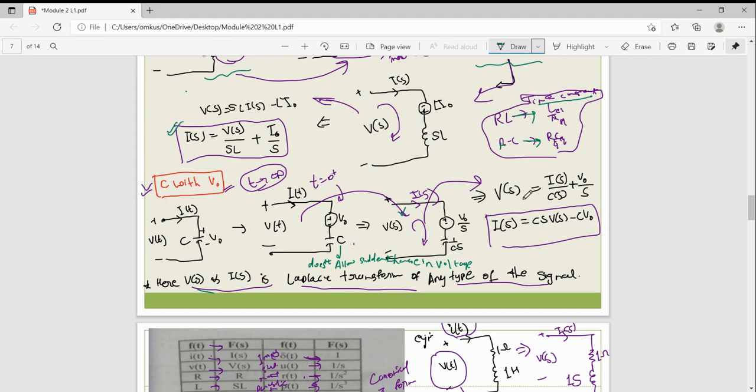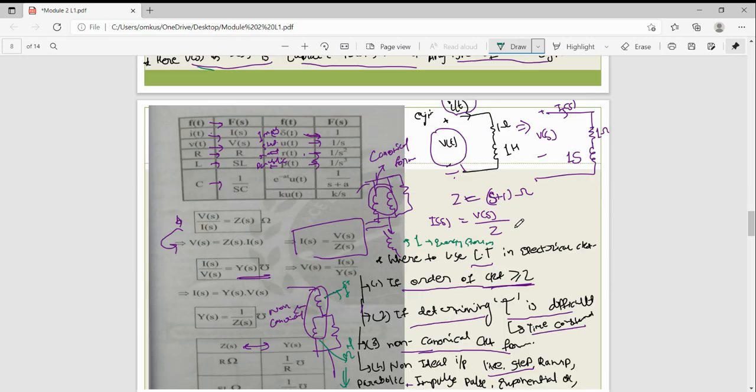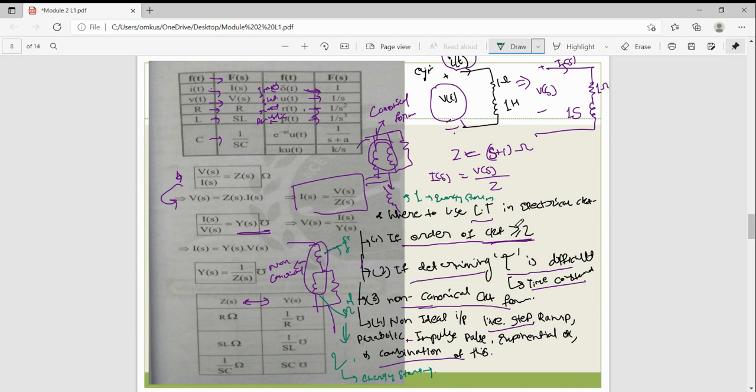So how to find this V of s? It is nothing but I of s by Cs plus V naught by s. This is found by using KVL here. You can find this I of s, or by using Ohm's law you can find this I of s. Now there are some standard functions given to you.